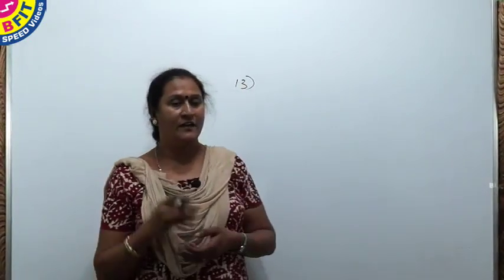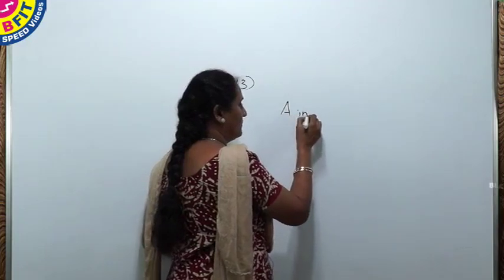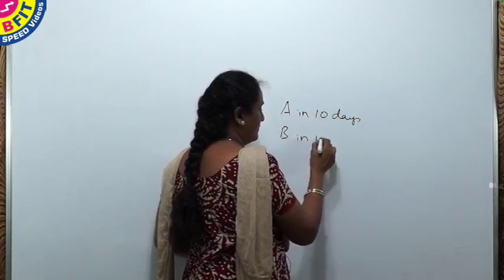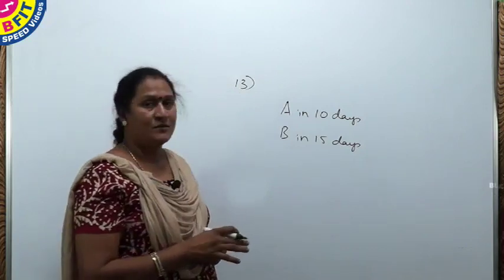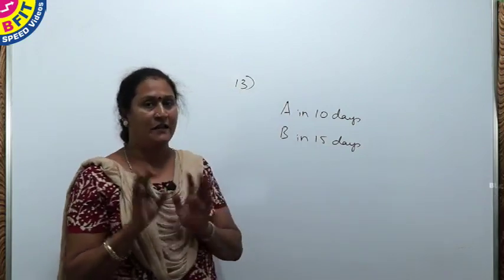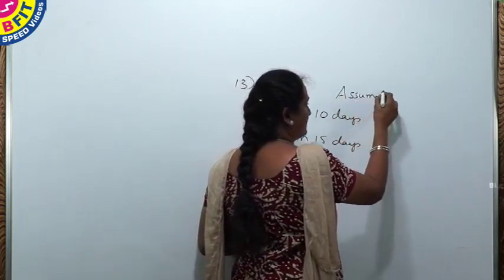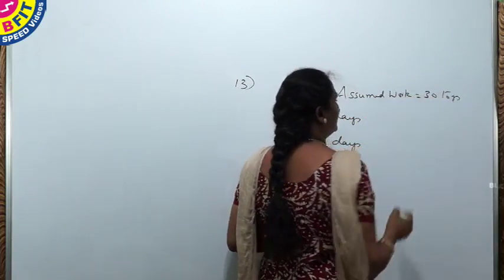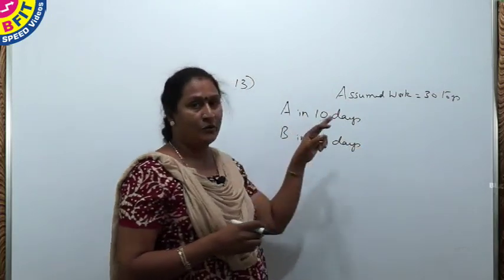So A can do the work in 10 days and B can do the work in 15 days. So here they are designing a software application, but we will take LCM of 10 and 15 as 30 and the work here as 30 toys. So LCM of 10 and 15 is 30. So assumed work is 30 toys.